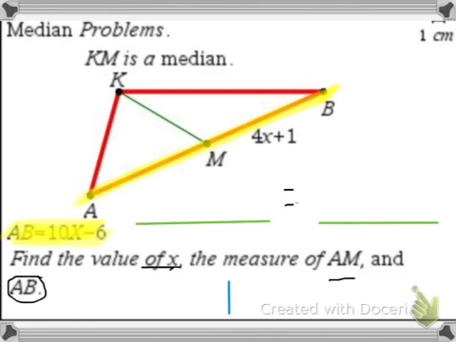So what I want you to do first is we're going to start filling things in. Well, the first thing is we know that all the way across, how far is that? That's right, that's this part right here. AB is equal to 10x minus 6.